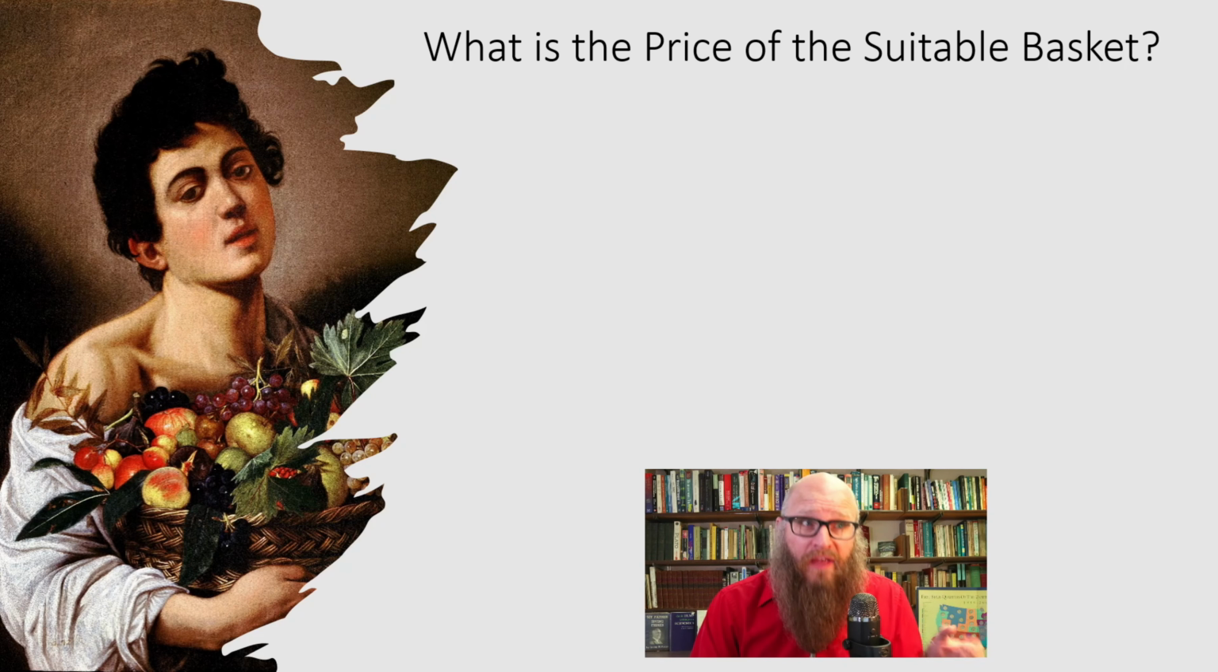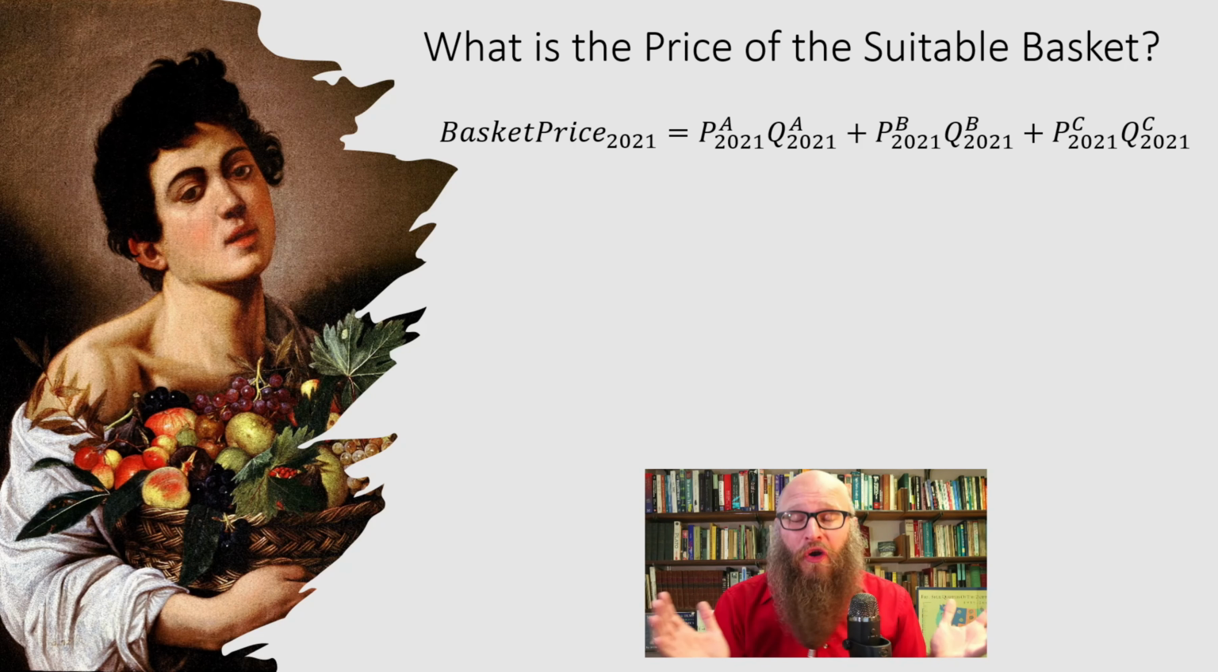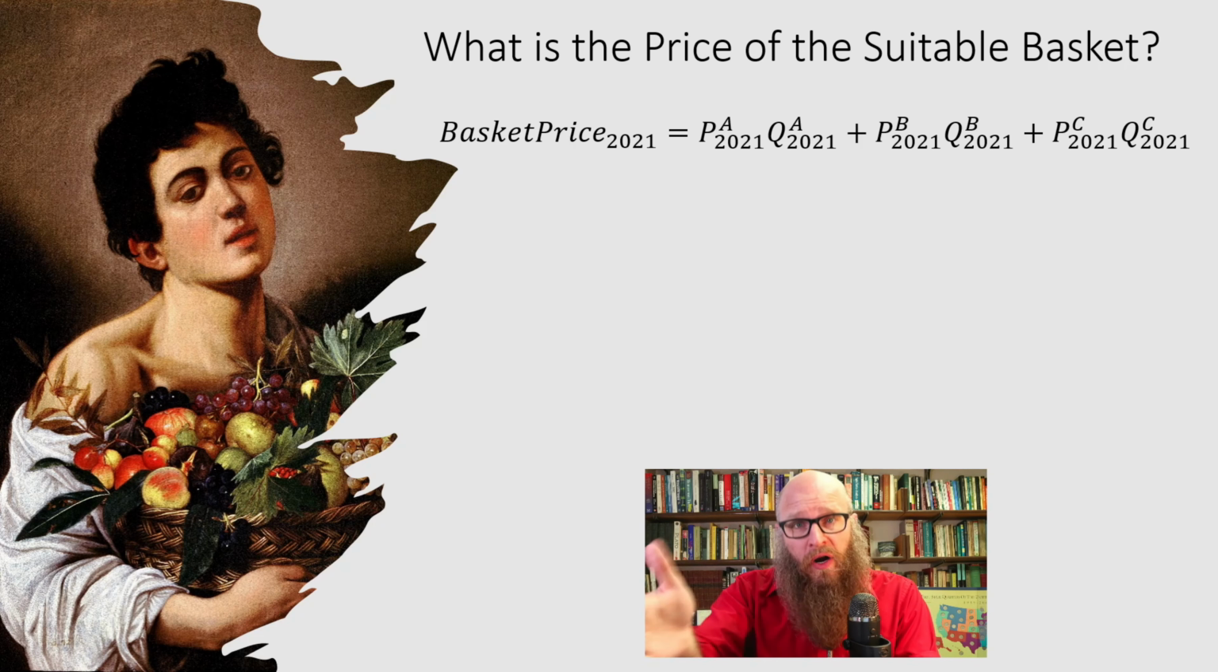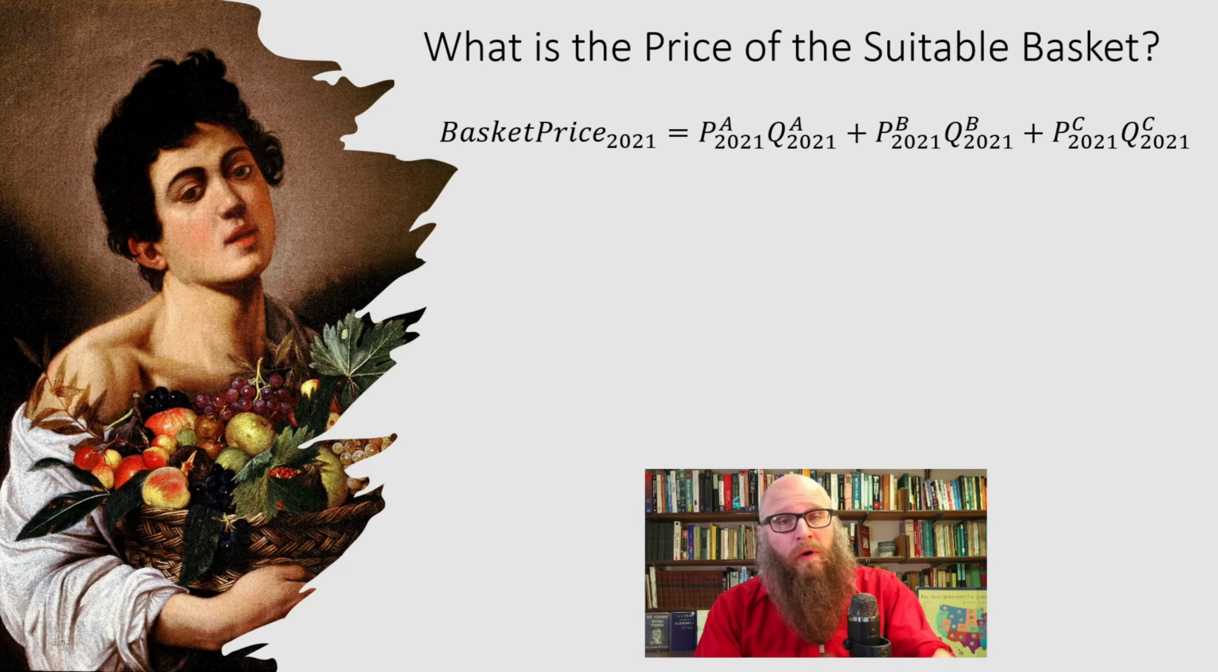So let's get the price of the suitable basket. Here's the starting formula. You take every single good or service in that basket. In this case, we just have good A, B, and C. You define how many are in the basket by having a quantity for each of them, and then the respective market price. You add up how much we spend on good A, B, and C, and that gives you the total price to purchase a particular standard of living in 2021, for example.